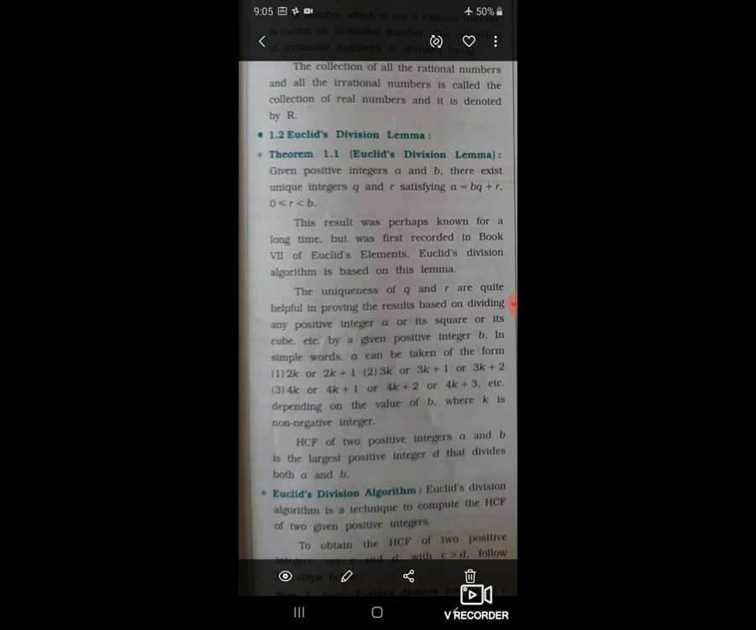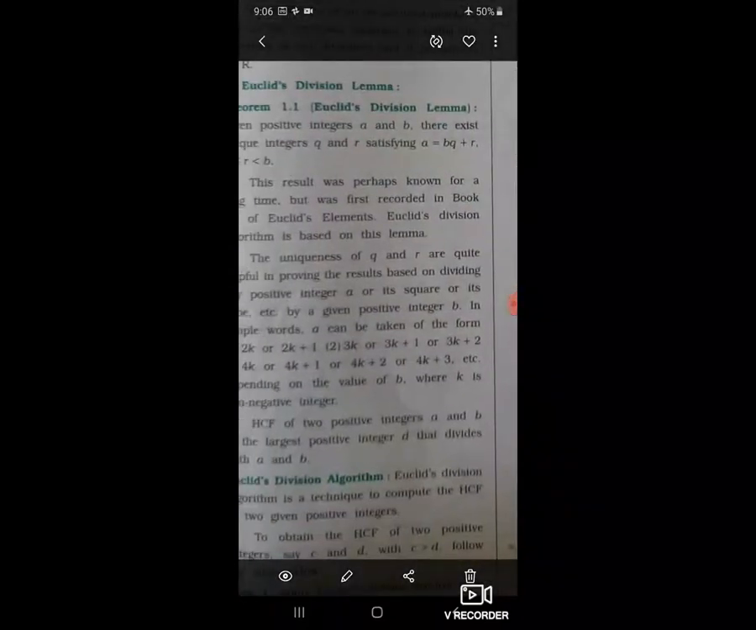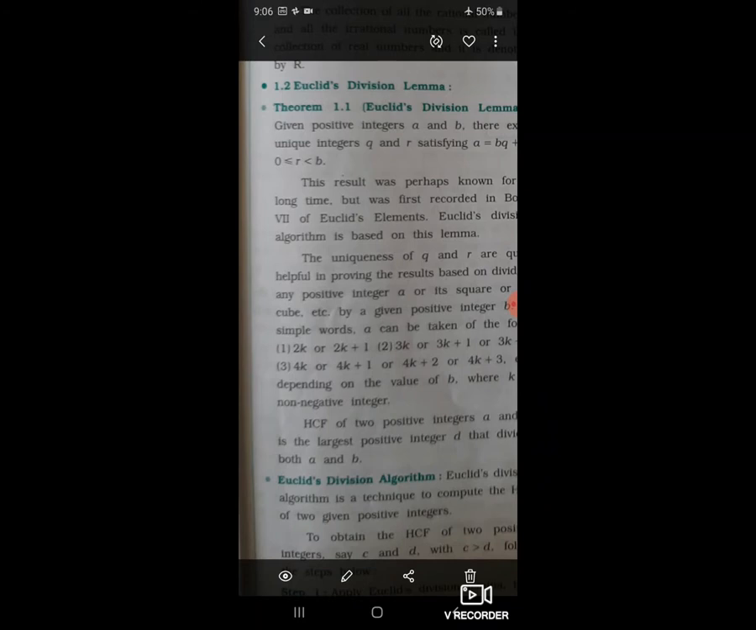HCF of two positive integers a and b is the largest positive integer d that divides both a and b. Now, second point is Euclid's division algorithm. Euclid's division algorithm is a technique to compute the HCF of two given positive integers.